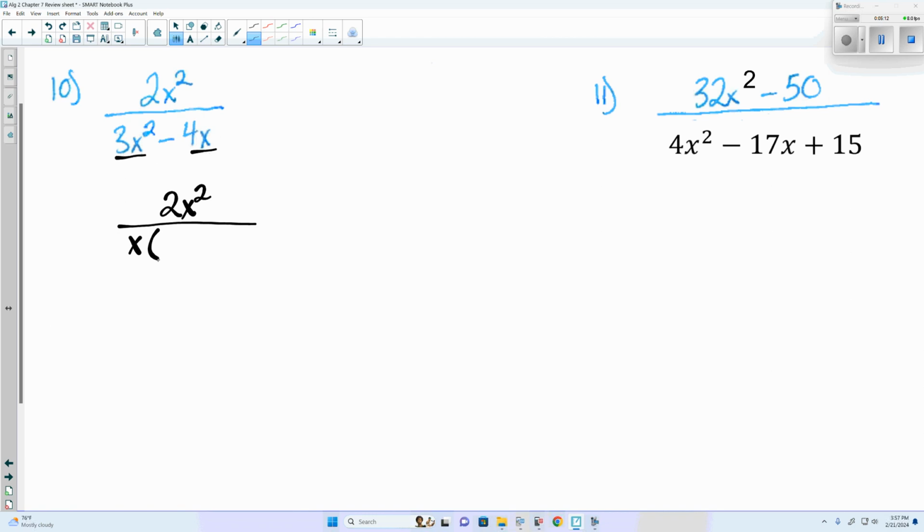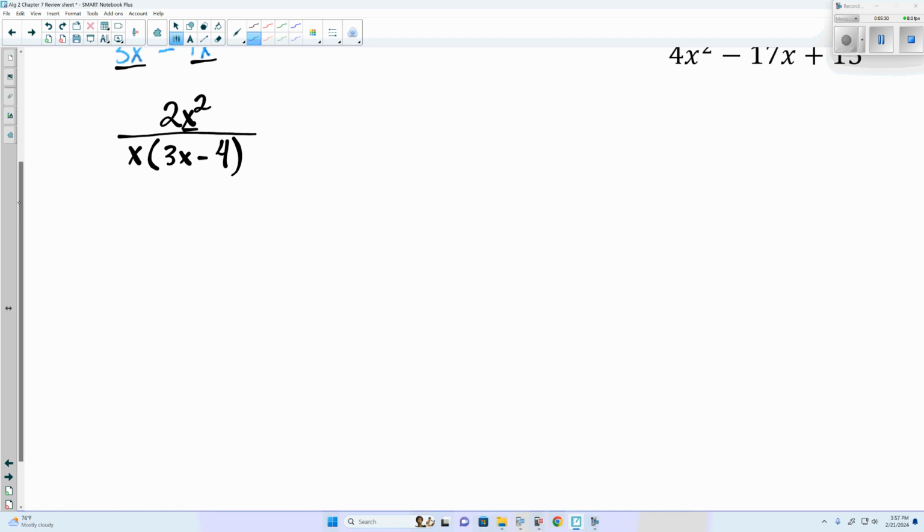The greatest common factor is x. It doesn't always have to be a number, it can be a variable. 3x squared and 4x do share x. If we take an x from 3x squared, we're left with 3x. Take an x from 4x, we're left with 4. Giving us 2x squared over x times 3x minus 4.